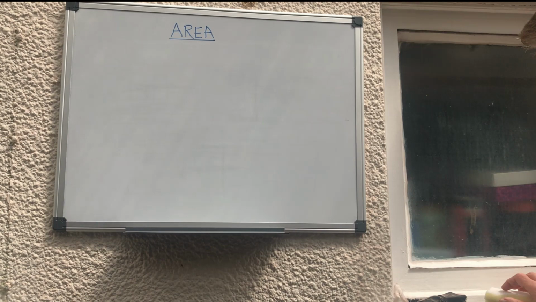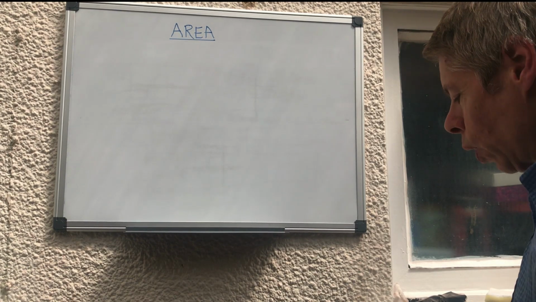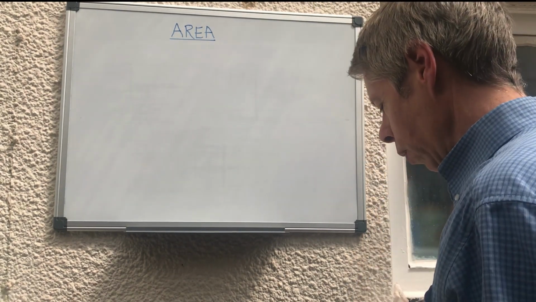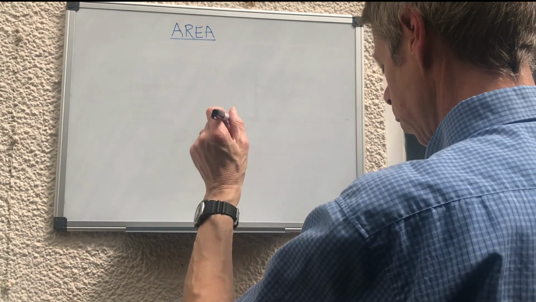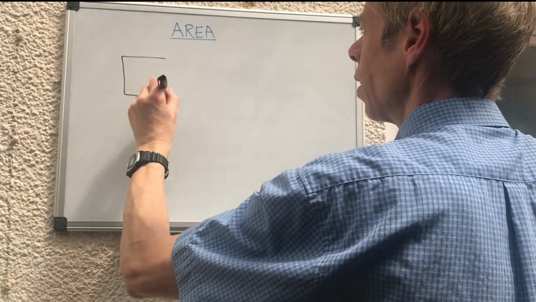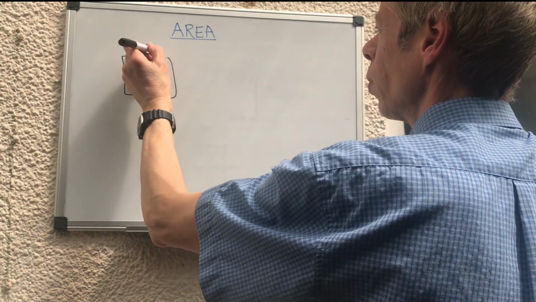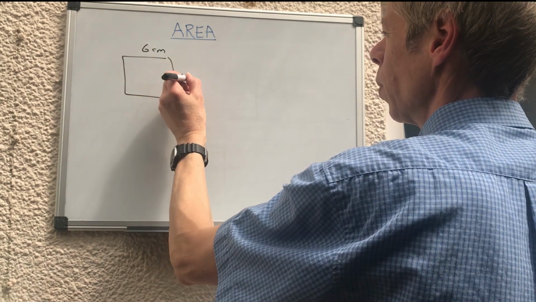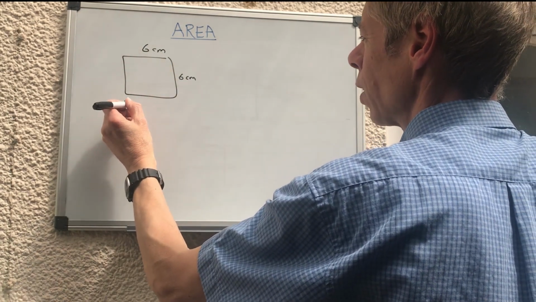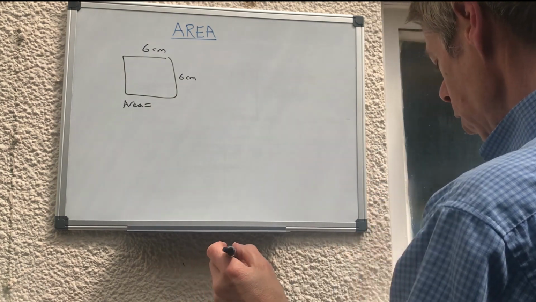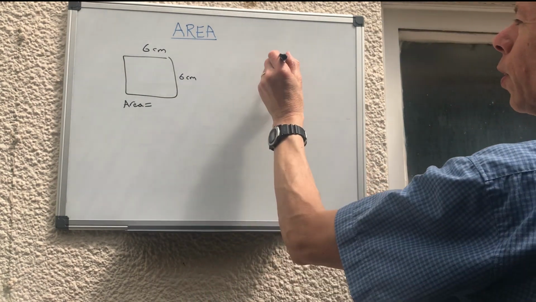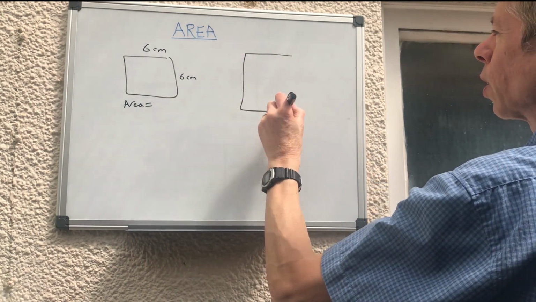Now I hope you've got your pens and paper ready for the quiz. So first of all, we've got a square, 6 centimetres by 6 centimetres, and we need to know the area of that square. So start working that out while I do the next 2 questions.